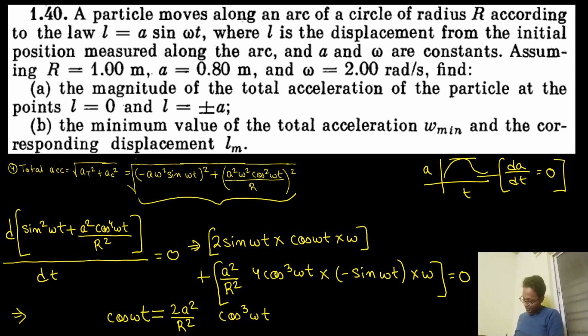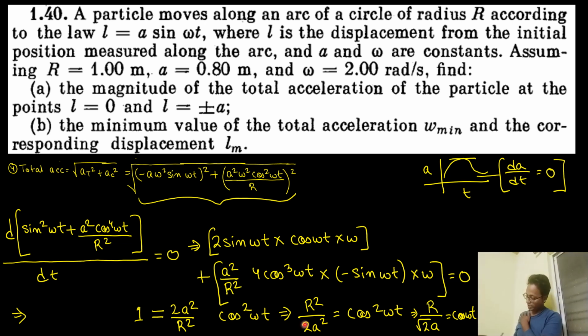Can I cancel cos omega t and square? Of course. So cos omega t became 1, and this is nothing but cos square omega t. So I can rewrite this equation as r square by 2a square is equal to cos square omega t. Or r by root 2a is equal to cos omega t.